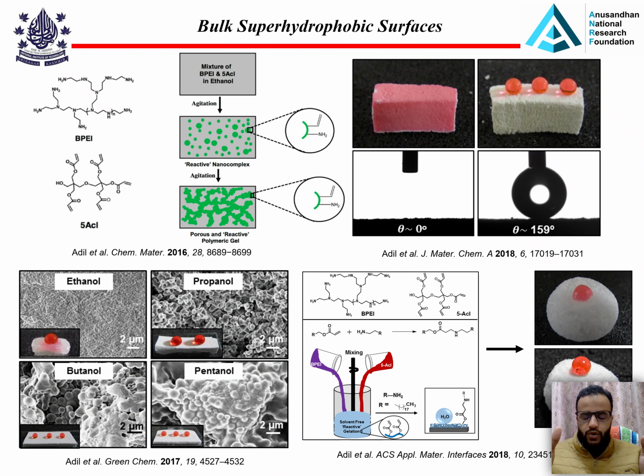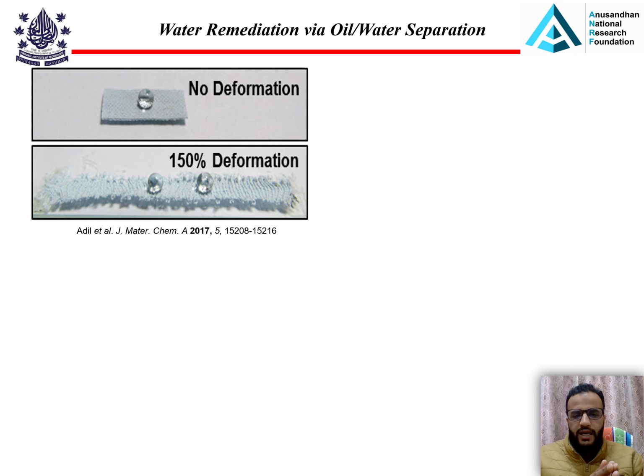Moreover, we can also use this method to design super hydrophobic gels without using any solvent. We can mix this pentaacrylate and polyethylene amine together, and through this Michael addition reaction, we can easily prepare a super hydrophobic gel without using any external solvent, which makes it more environmentally friendly and viable. And this method we can also use to design stretchable super hydrophobic membranes, which could eventually be used for oil water separation. Here we can see that this polyurethane fabric was coated with the super hydrophobic coating, and even after 150% of deformation, the super hydrophobic property remains intact, as these water droplets bead with a very high contact angle on the surface.